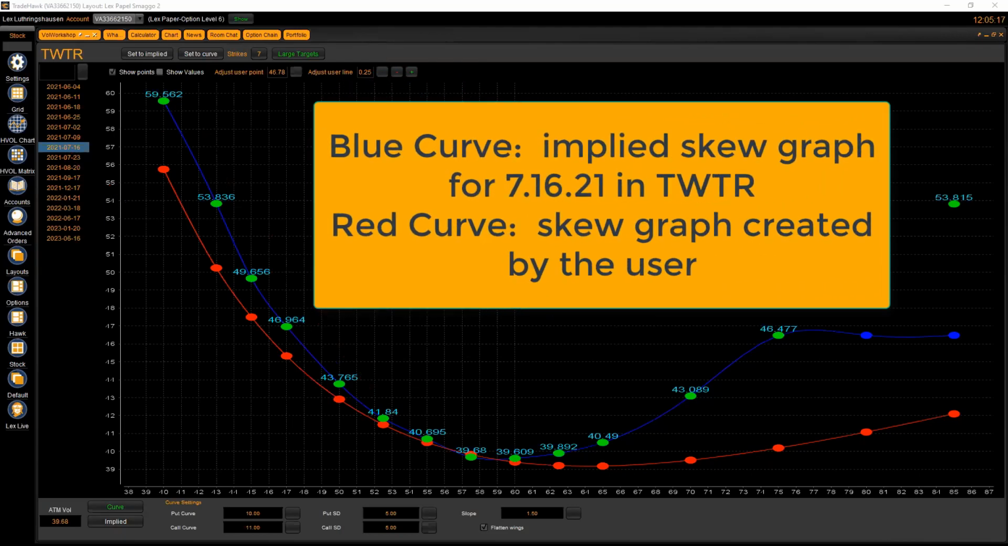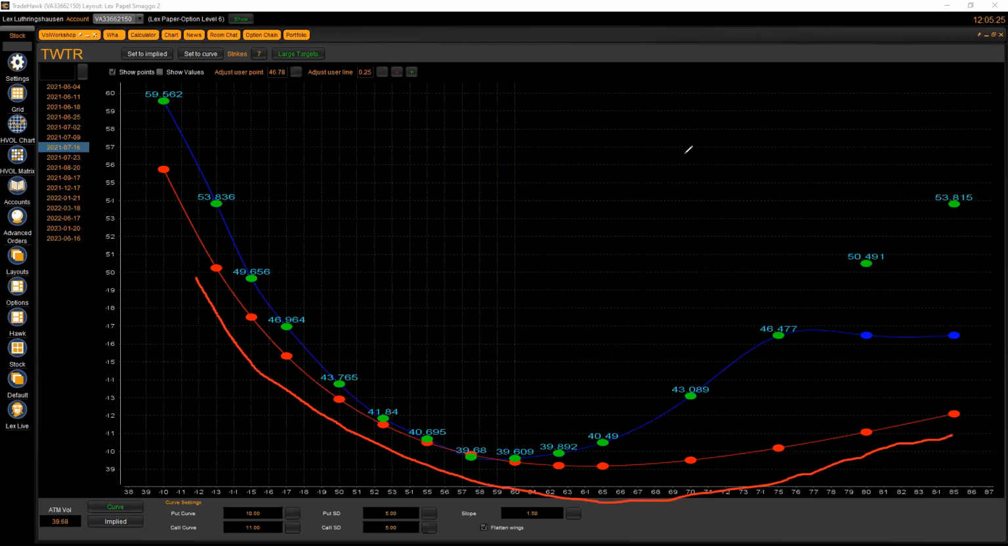That's number one. The red curve down below, and I'm going to draw red on red here, I hope you can see it. That curve I just tried to outline is what we call a user-defined curve. That's something that I created based on a set of parameters.